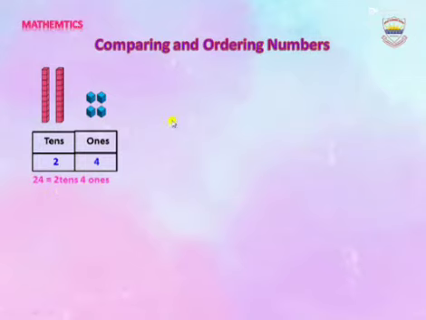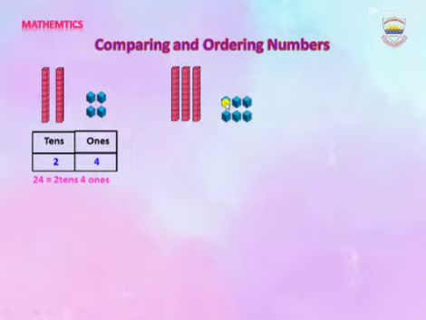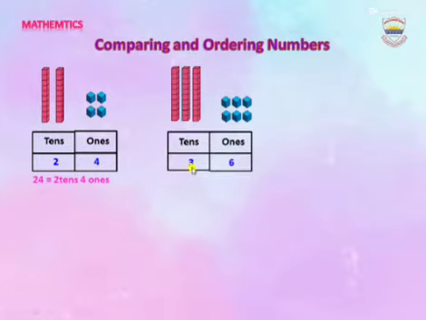Now look at the next number. Count the stakes. 1 stake, 2, 3. There are 3 stakes, means 3 tens. Now count the separate blocks of ones. 1, 2, 3, 4, 5, 6. There are 6 separate blocks, means we have 6 ones. What is the number? The number is 36. 36 is equal to 3 tens and 6 ones.